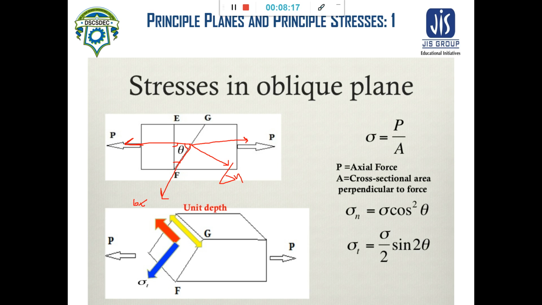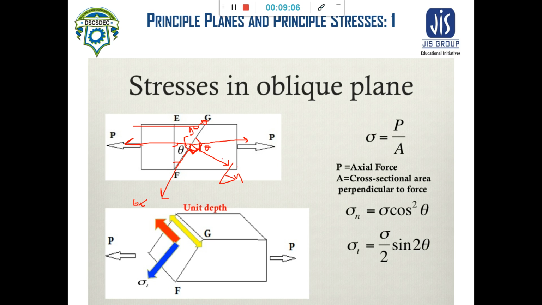Now see, if this is 90 minus theta, this angle is 90 degree minus theta, and this is 90, this is 90, total this angle is also 90. So how much will this angle be? This is 90, this is 90 minus theta, so this angle will be theta, and this angle is 90, so this is theta, this is sigma, so this angle is sigma cos theta.